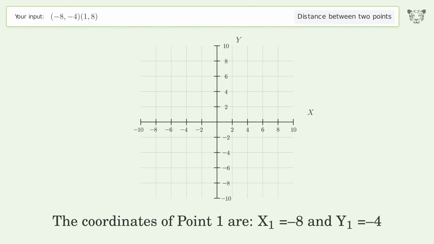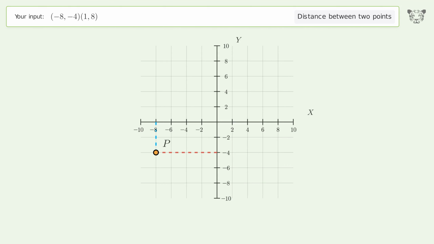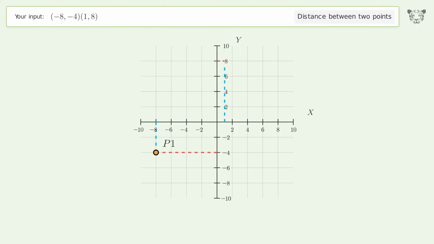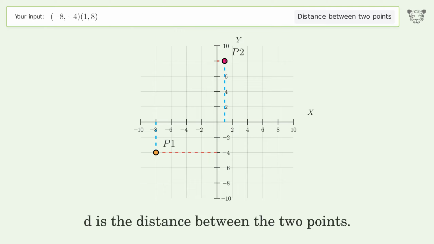The coordinates of point 1 are x1 equals -8 and y1 equals -4. The coordinates of point 2 are x2 equals 1 and y2 equals 8. D is the distance between the 2 points.